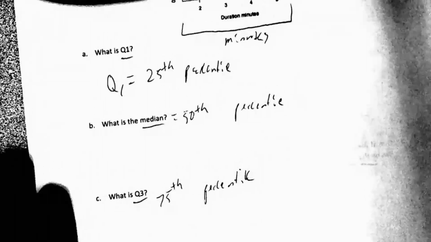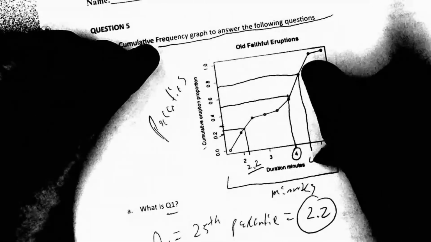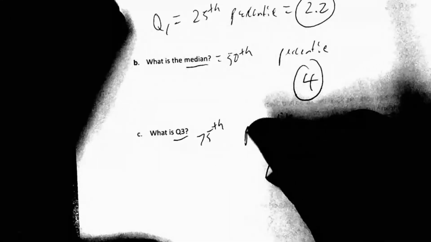So all you have to do here is find those percentiles on the left and match them to minutes on the right. So the 25th percentile, that's 2 is right here, 3 is here. So you're going to match this across, go down, and it looks like it's about 2.2. For the 50th percentile, you go across, you go down, it looks like it's about 4. So the 25th percentile is 2.2, the 50th percentile is 4, and the 75th percentile looks like it's about 4.5. And that's it.